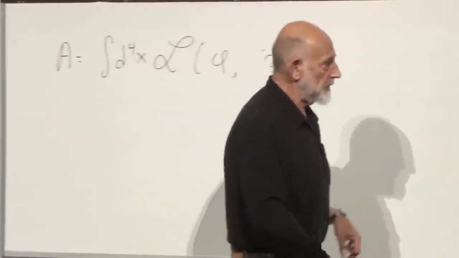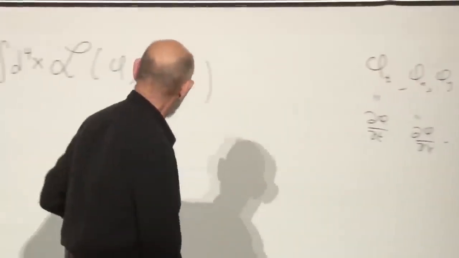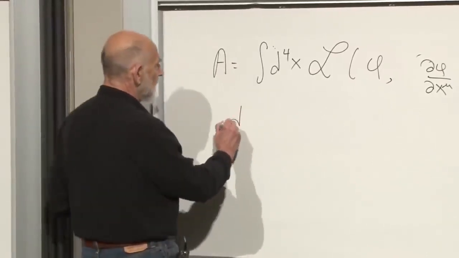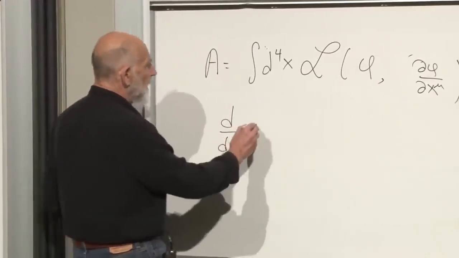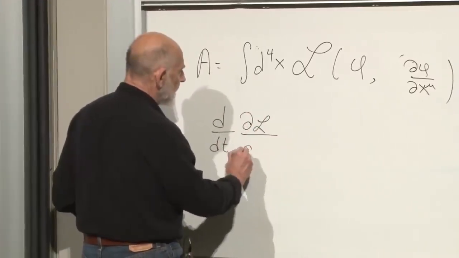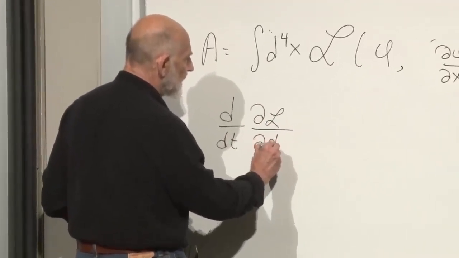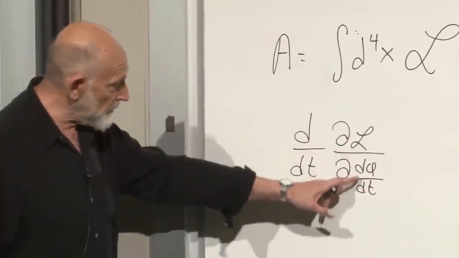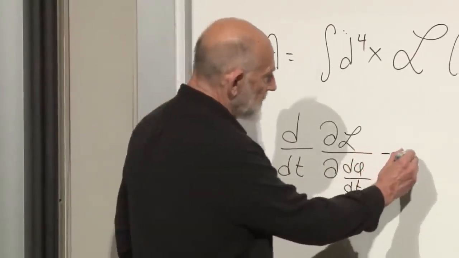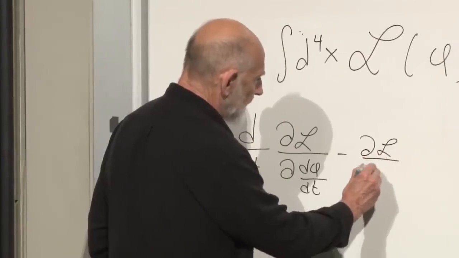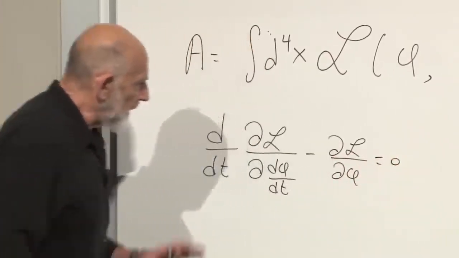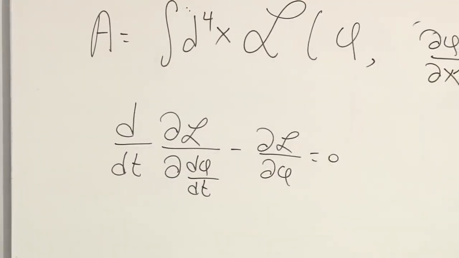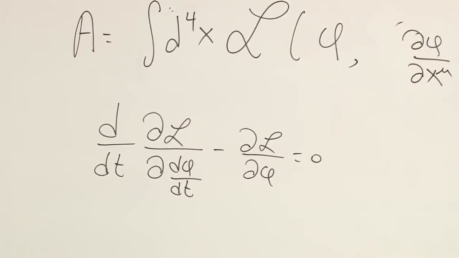Well, no, let's rewrite the ordinary Euler-Lagrange equations over here, and then I'll change them. Originally, it was d by dt of partial of L with respect to d phi by dt. We differentiate the Lagrangian with respect to d phi dt minus the derivative of Lagrangian with respect to phi equals 0. That was the simple version in which there was only one coordinate of time.